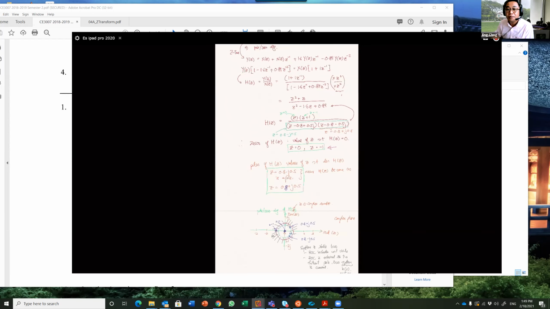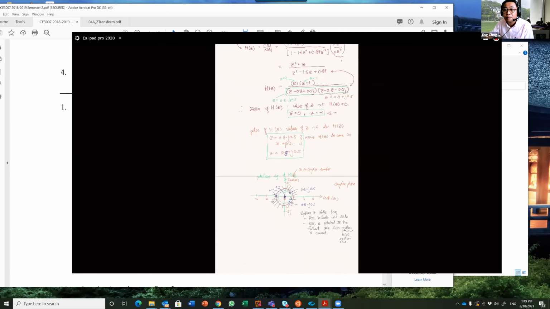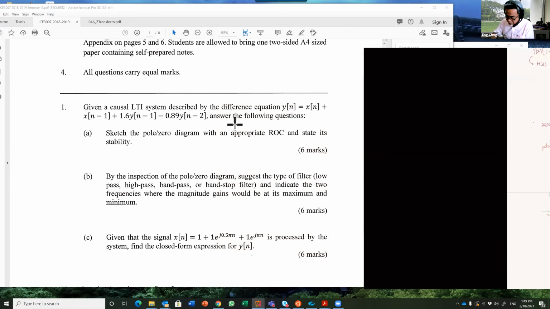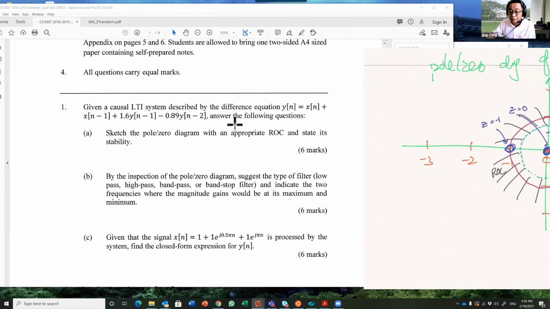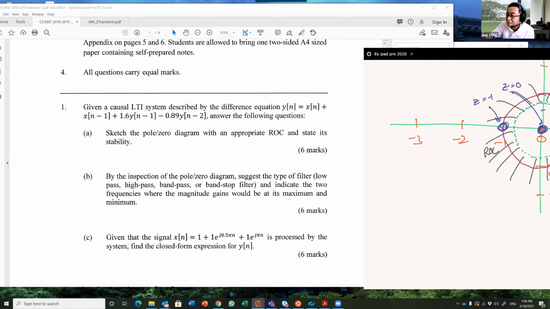Any questions, guys? All right. No, then we'll proceed to do the second part of the question. Now, the second part of the question says, by inspection, suggest the type of filter. This will help you understand this concept. You have to understand how to interpret this figure.